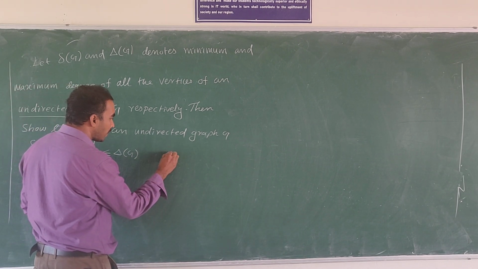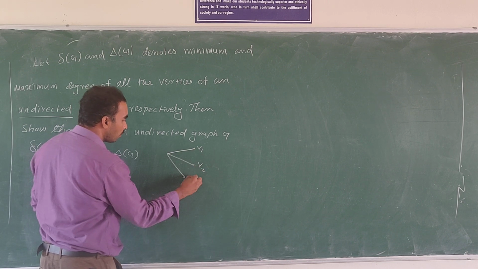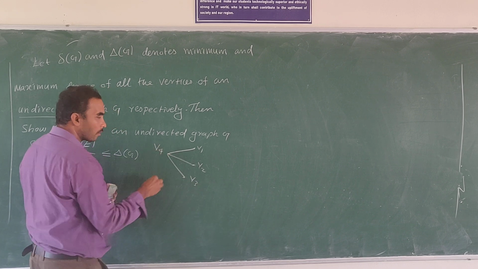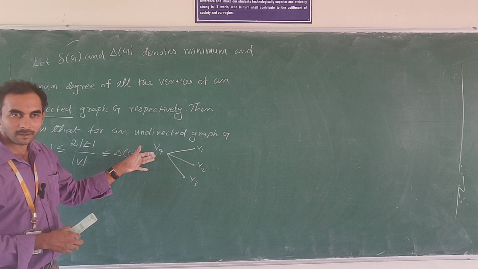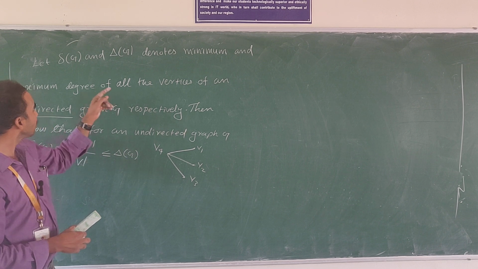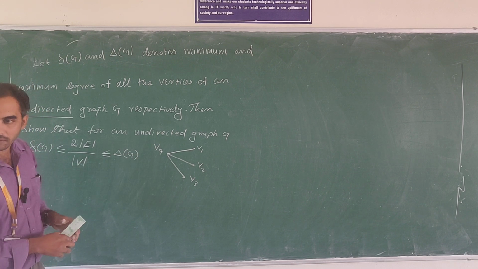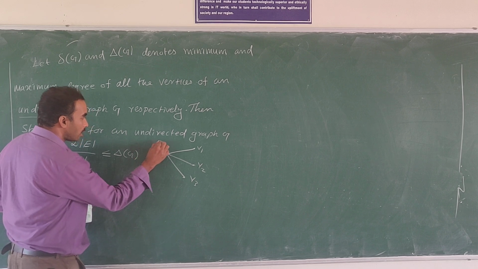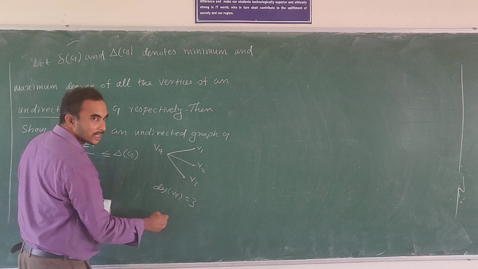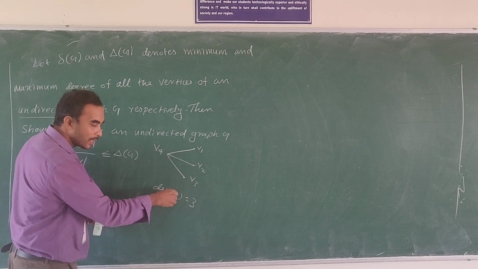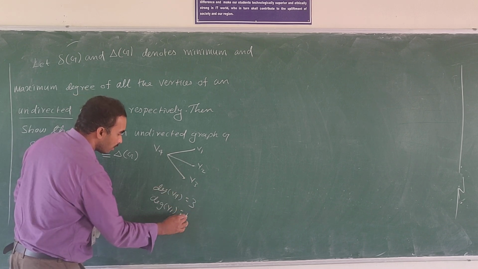In some graph, take this graph: V1, V2, V3, V4. What is the maximum number of degrees? V4 has the maximum degree. What is the degree of V4? Degree of V4 is 3. What about the others? Minimum degrees. Degree of V1 is 1.